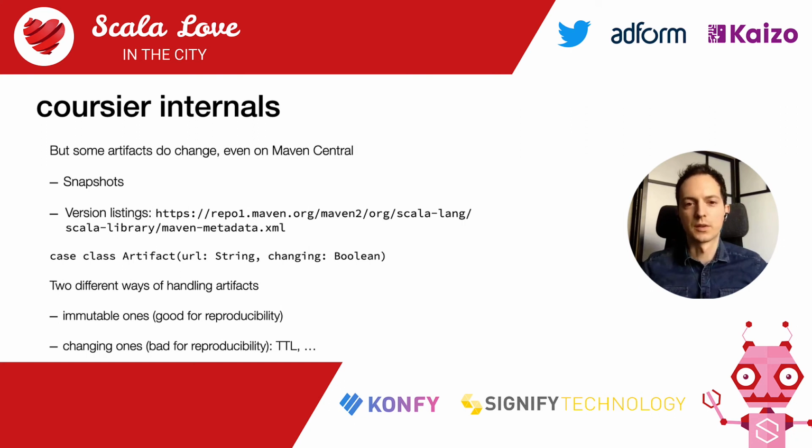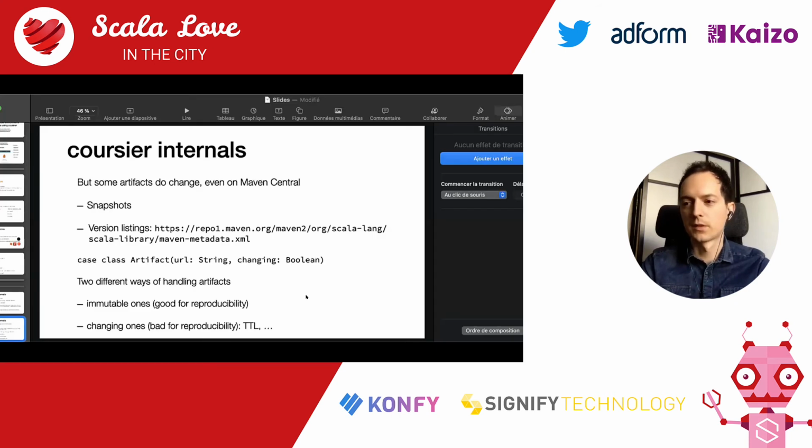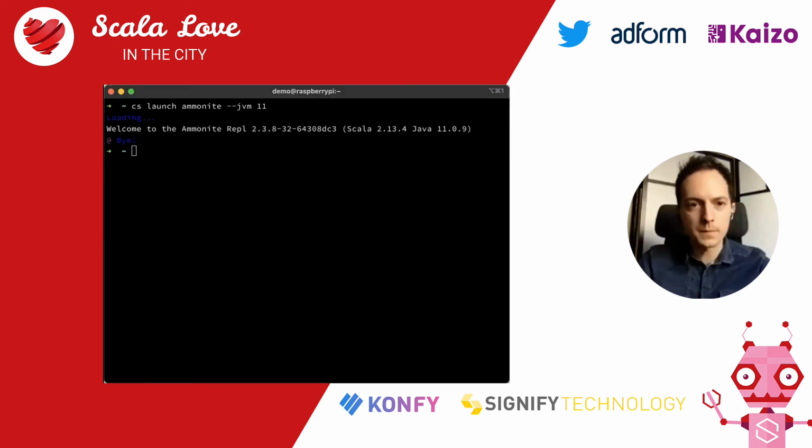So good news is, thanks to this, we know really in the core layers of coursier when non-immutable artifacts are being used, and so we know precisely where and when some non-determinism can be injected in some processing made by coursier. So we can use this to make the command we had just before more reproducible. So let's have a very quick look. I'm going to share my terminal. All right, so now you should see the terminal.